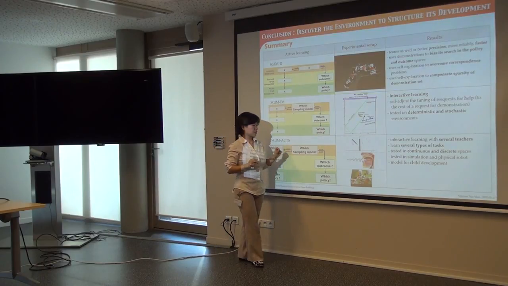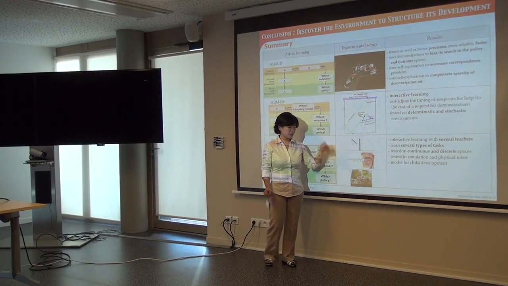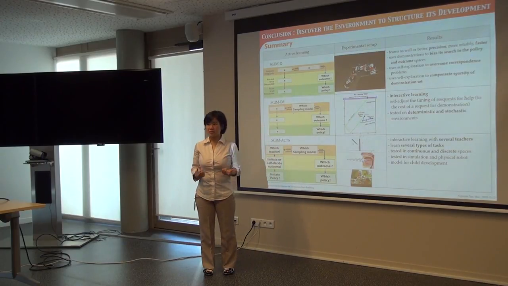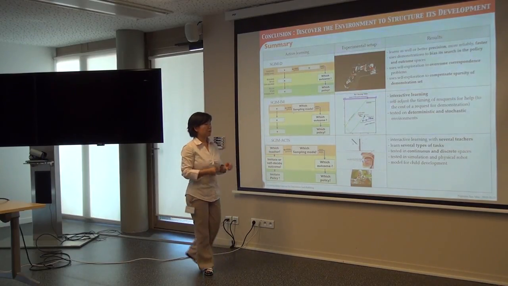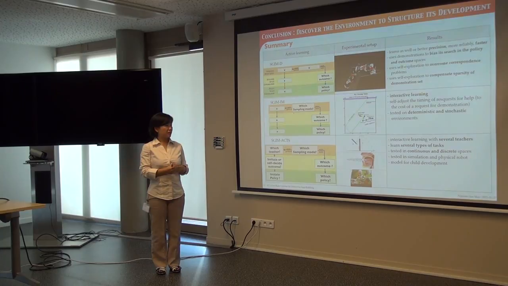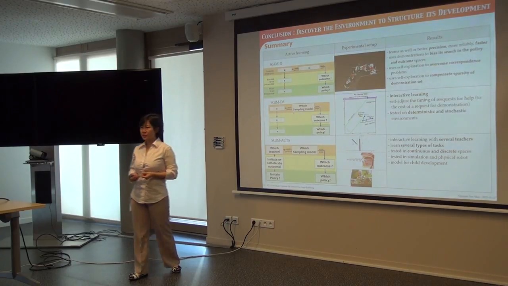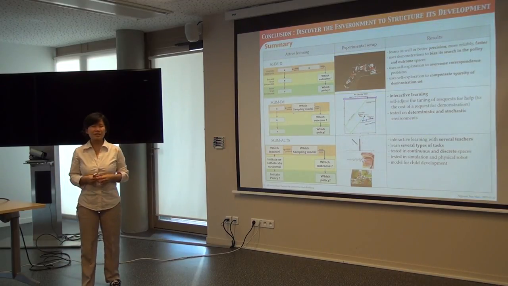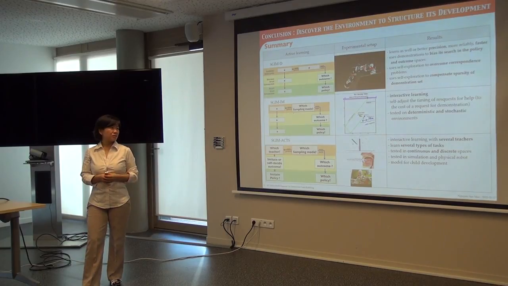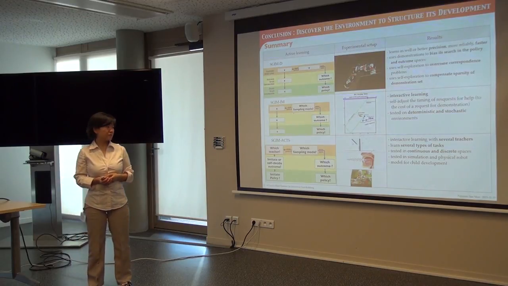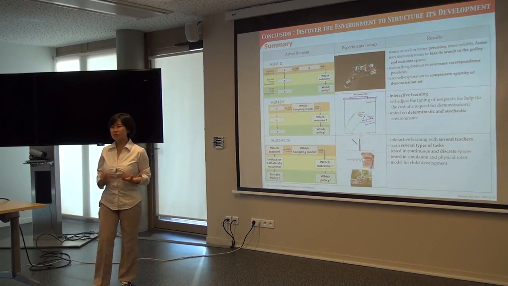So we presented the results for the IACOVA in discrete spaces for the vocalization, but we also tested it in another system where there are many kinds of tasks or outcomes it could produce, and also several teachers. So we showed that this algorithmic architecture is a system for interactive learning with several teachers to learn several types of tasks. And we tested it both in continuous and discrete spaces, but also in simulation and on physical robots. And we also tried to use it to model child development.